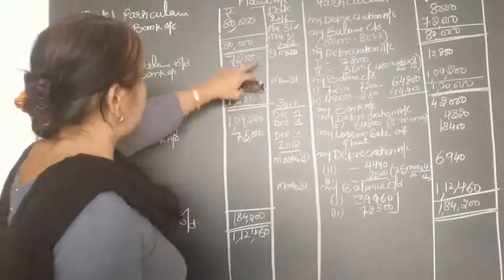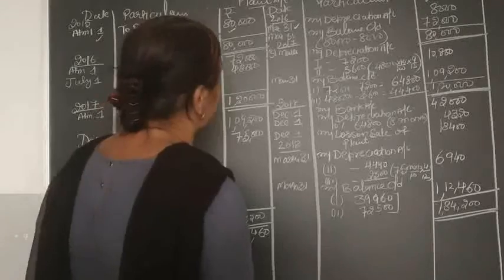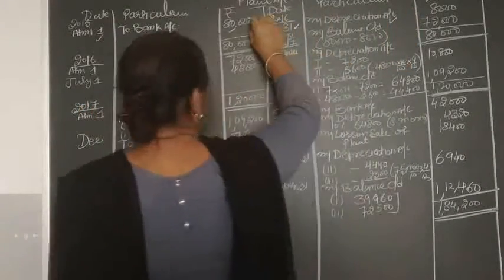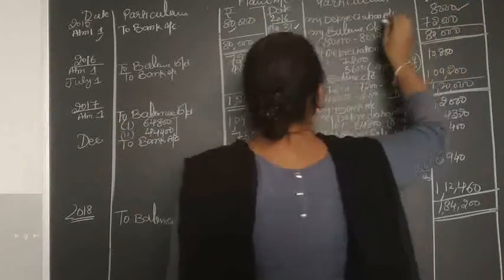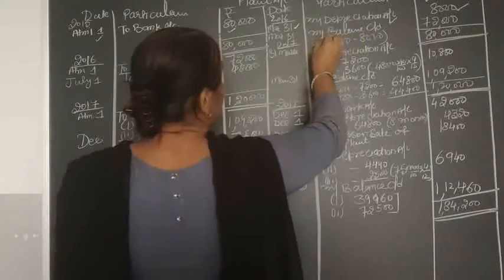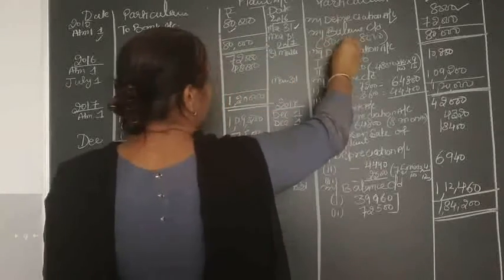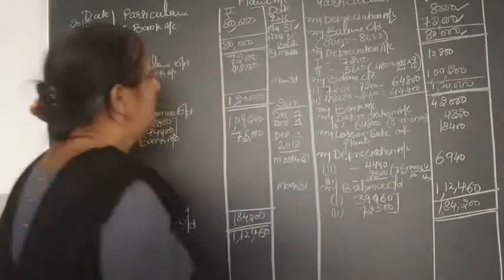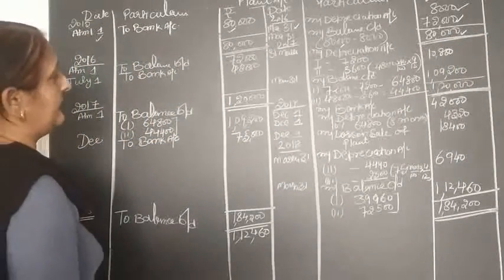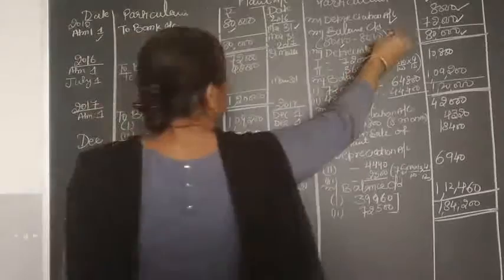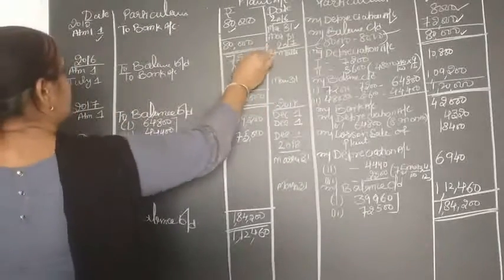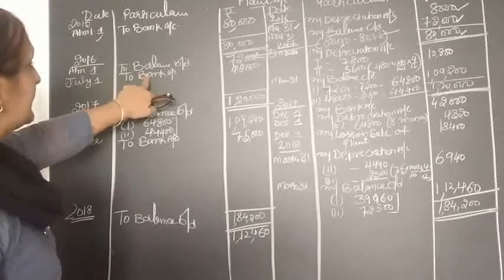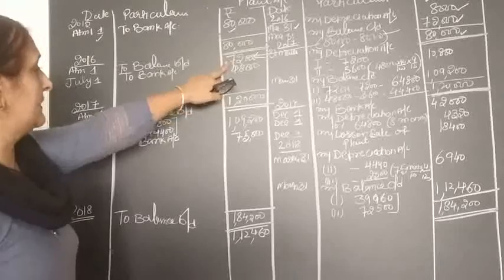So simply we have to provide depreciation on it when the accounts of the first year are closed. The accounts of the first year are closed on 31st March 2016. Then by depreciation account, 10% of 80,000, 8,000. Then we have to find out the balance. By balance carried down, 80,000 minus 8,000, 72,000, and the accounts are closed with the amount of rupees 80,000. Then the balance of the first year is forwarded to the second year, 2016, April 1, to balance brought down 72,000.